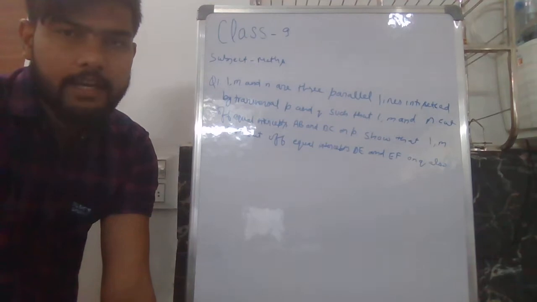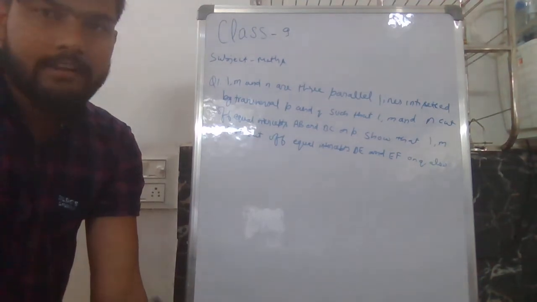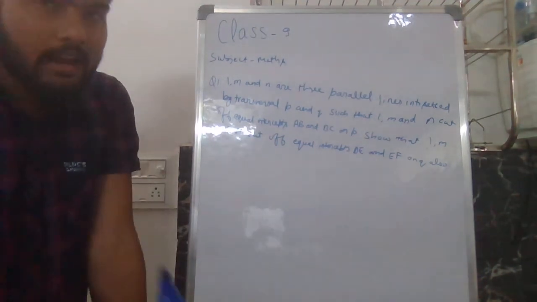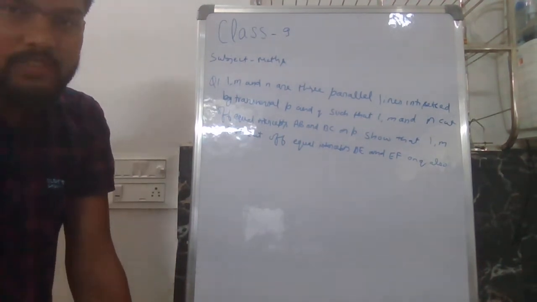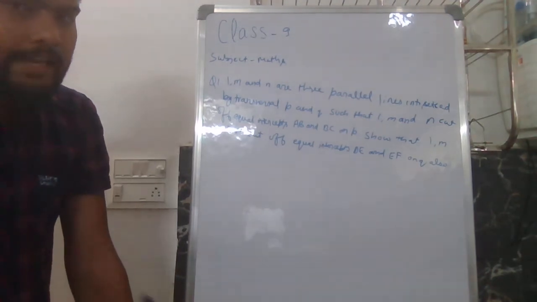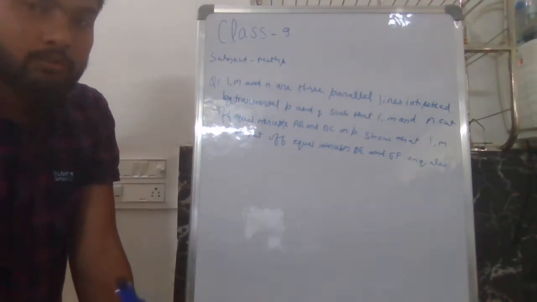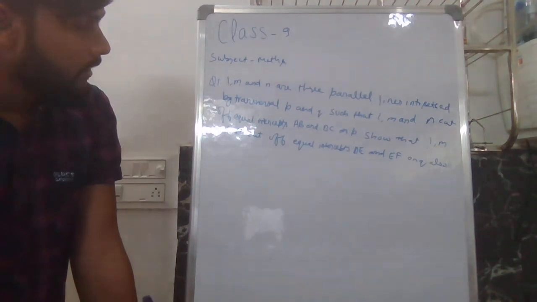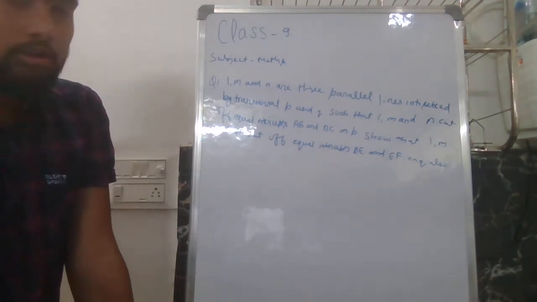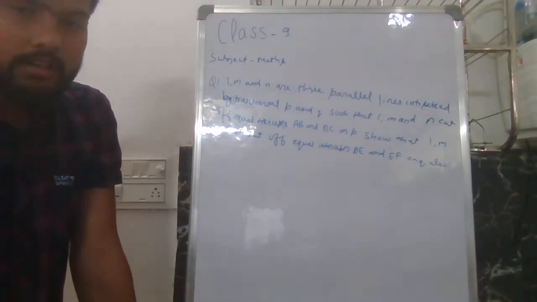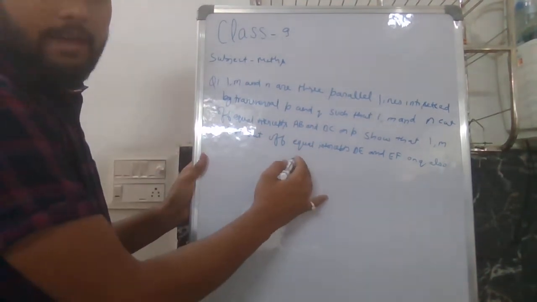Very good. So here we can see that L, M and N are three parallel lines intersected by transversals P and Q such that L, M and N cut off equal intercepts AB and BC on P. So we have to show that L, M and N cut off equal intercepts DE and EF on Q also. I will draw the intersecting lines. First I will make one triangle.